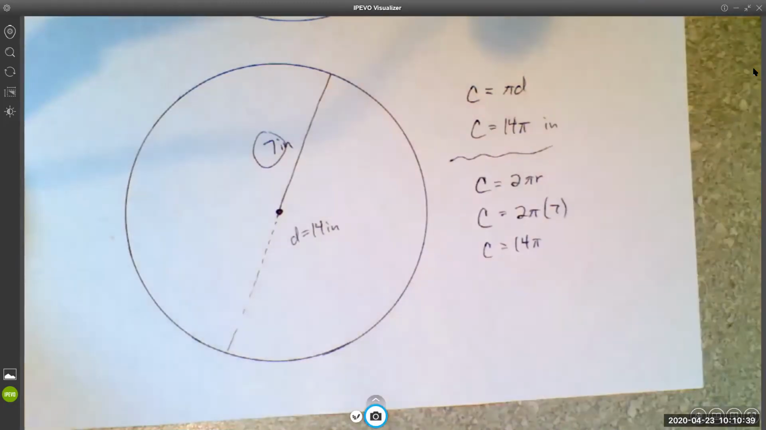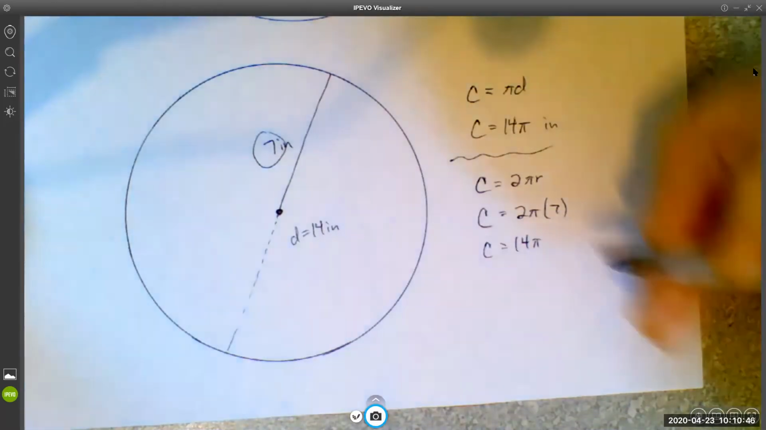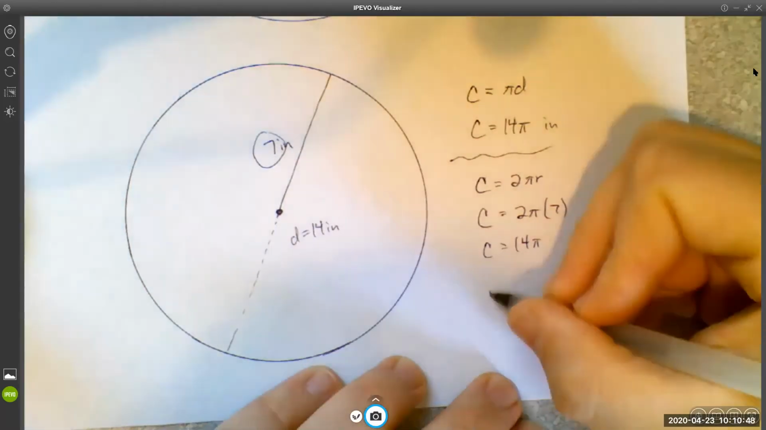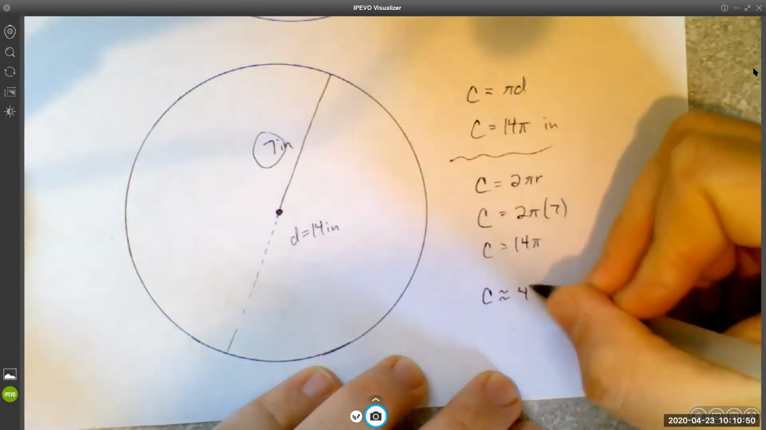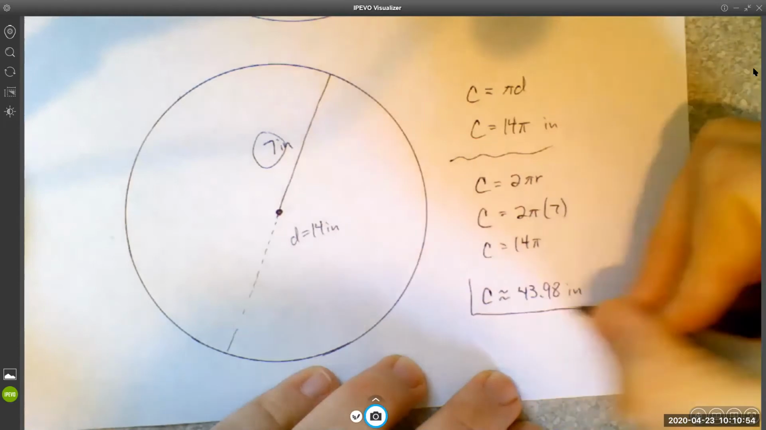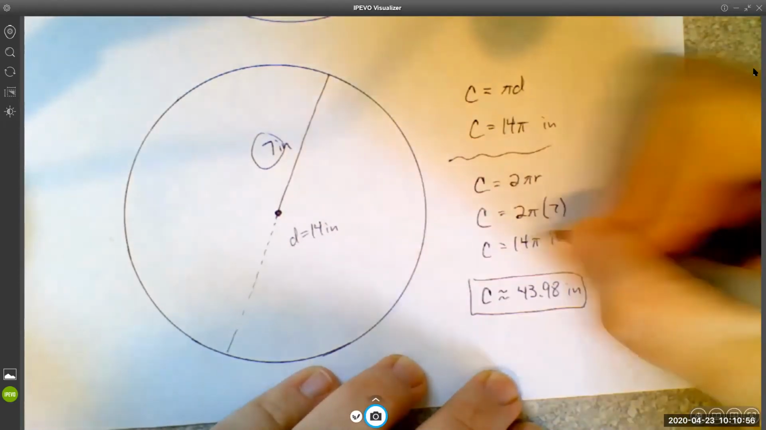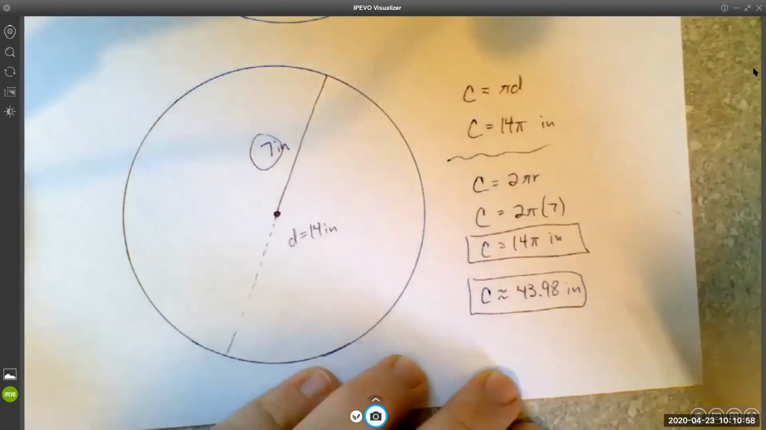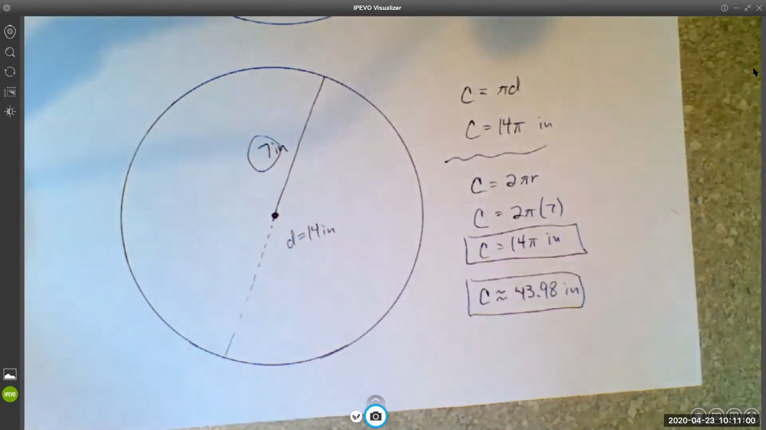How much is that? 14 pi is about 43.98. So the circumference is about 43.98 inches. It's exactly equal to 14 pi inches, and that's approximately 43.98 inches. And that's all there is to that.